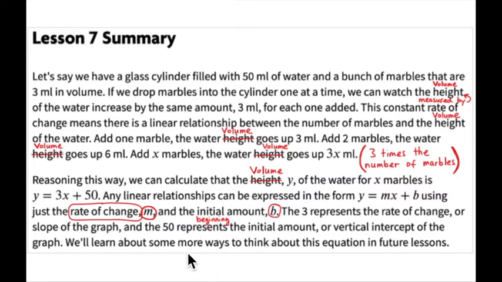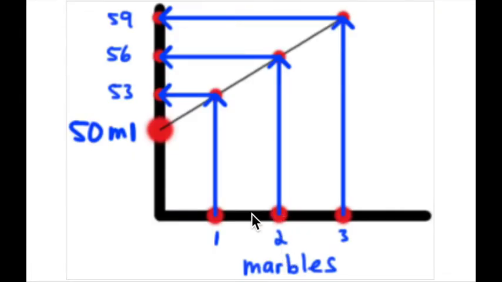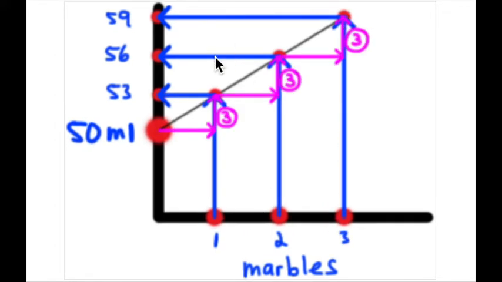So let's take a look at that in a little bit more detail. Here's the graph. As you add a marble, what happens to the volume? Add another marble, what happens to the volume? Add another marble, what happens to the volume? In each case, you add a marble, the volume increases 3 milliliters. Add another marble, the volume increases another 3 milliliters. Add another marble, the volume increases another 3 milliliters.